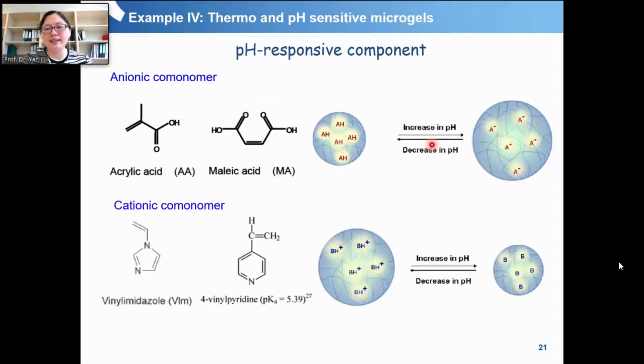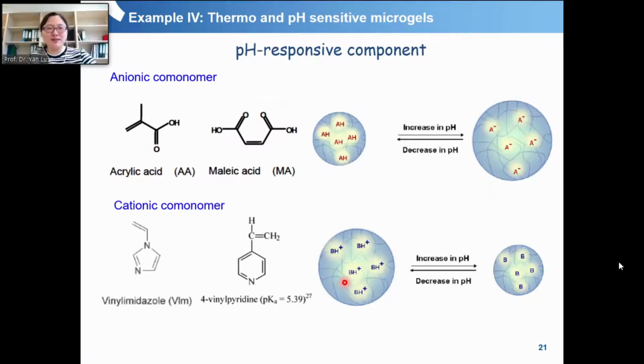In that case, normally when you increase the pH, you will have a swollen state of the microgel or the network. And when you decrease the pH, you will have a collapsed state of the microgel. In the case of a cationic copolymer system, it's different. Here you have the imidazole, and in this case, when you increase the pH, you will actually have a collapsed system. And when you decrease the pH to the acid state, then you will have a swollen, positively charged network. So just keep this in mind.